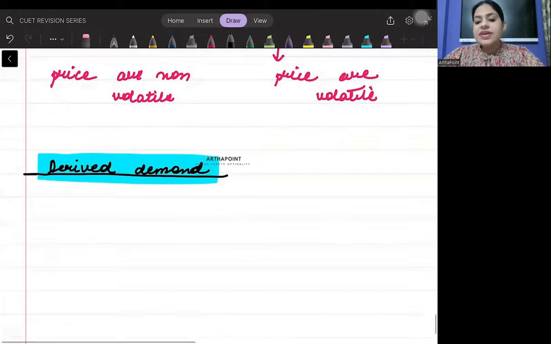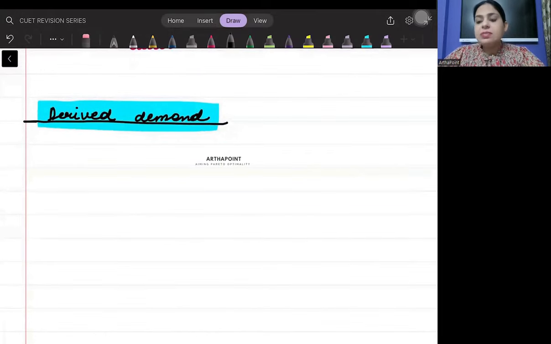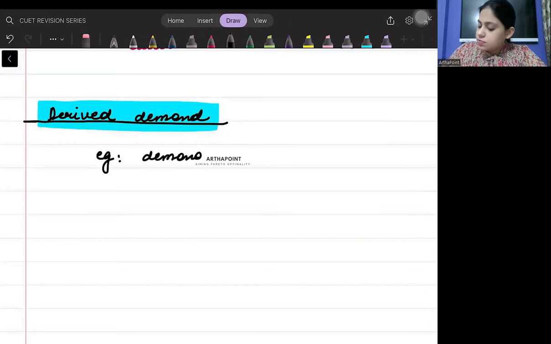Right? But a derived demand, meaning the demand is getting derived out of some other good. So derived demand is that demand which is used to produce some other kind of good. Just for example, demand for labor. I am demanding labor and using labor to produce good X, and then good X is being used further. So those goods which derive their demand out of other good.